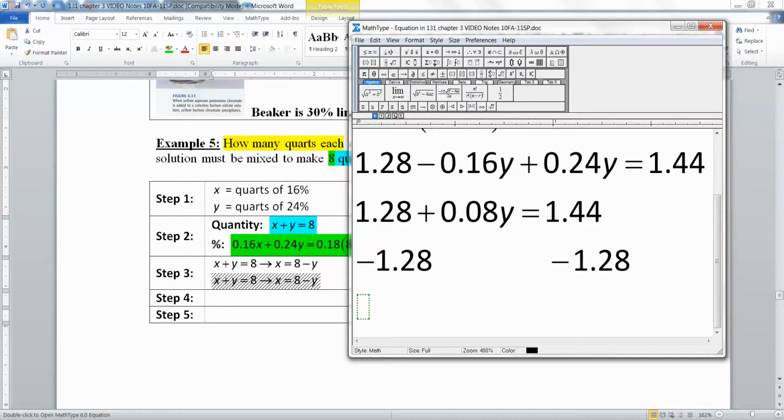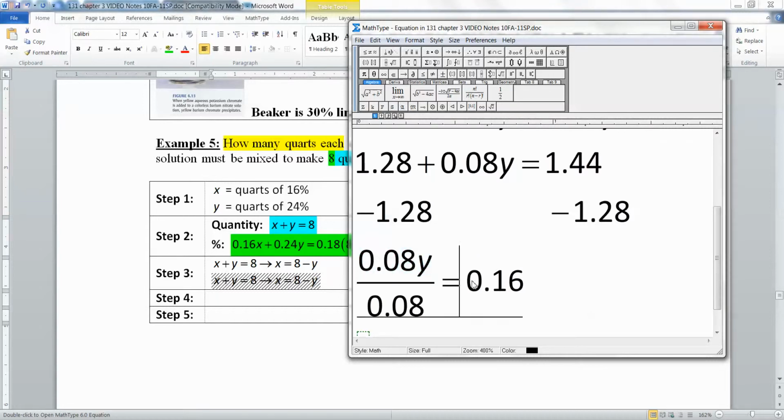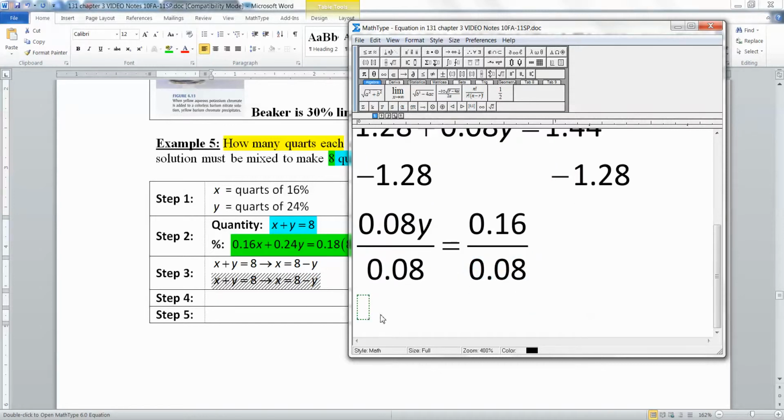Oops, 1.28. Which leaves me 0.08y is equal to 0.16, right? Do that subtraction with a calculator. Then divide both sides by 0.08. And you're going to get that y is equal to 2.